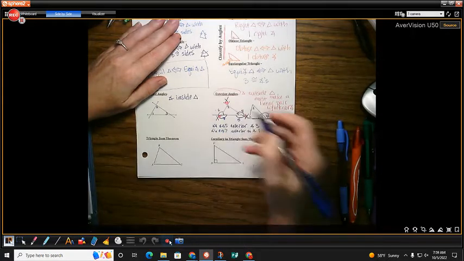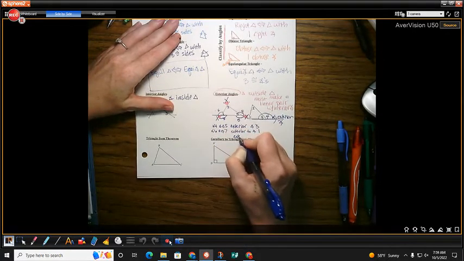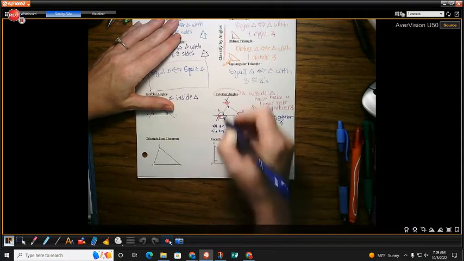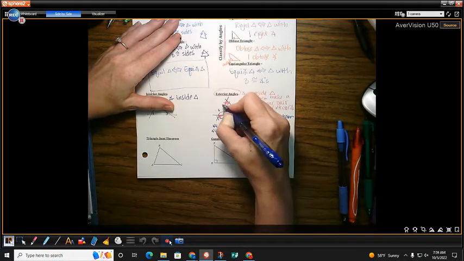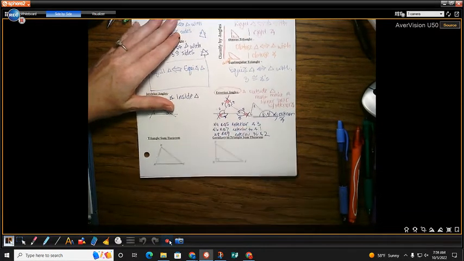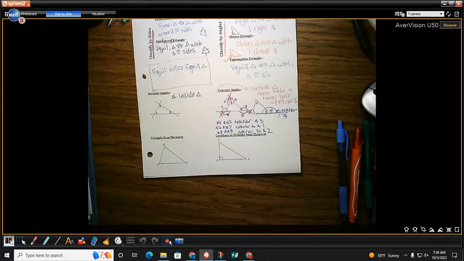And then up here at angle 2, what would be exterior to angle 2? What do we call those guys? 8 and 9? Sure. I mean, you could have skipped ahead. I don't care. It's your paper. You do what you want. Okay?